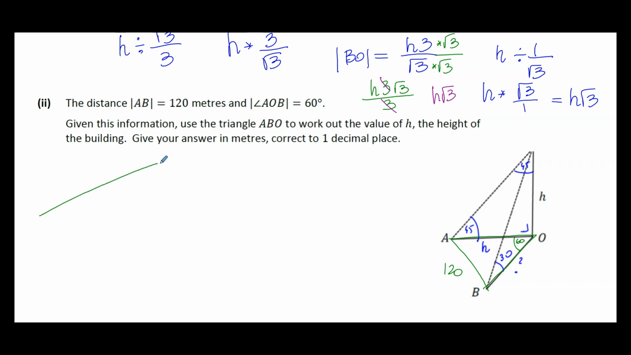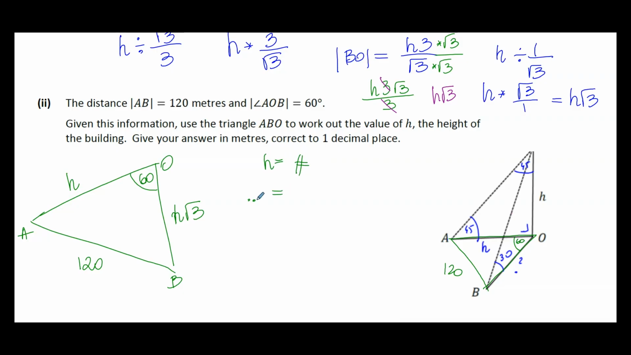So again, I'm just going to draw it out a little bit bigger here. We can see that's A, O, and B. This side is 120. This side here is H, and we just have an expression for it, H square root of 3. And this angle is 60. So I need to find the value of H. If I want to tell them H equals a specific number, I need to have an equation that has two sides, and somewhere in that equation I have the letter H.